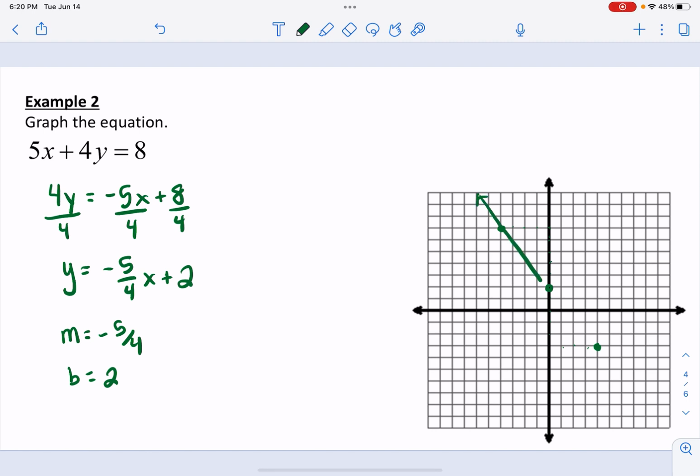Now remember when we talked about slope, we talked about a sloping line, how you're skiing downhill. Make sure that with a negative slope, you're skiing downhill.